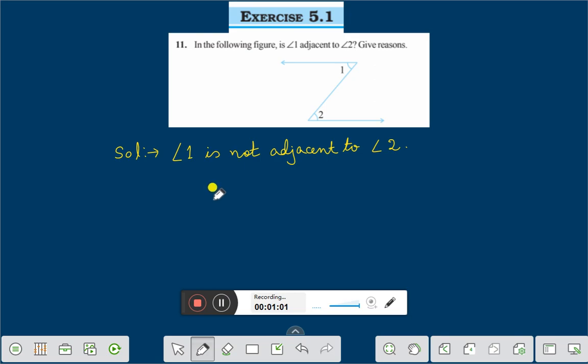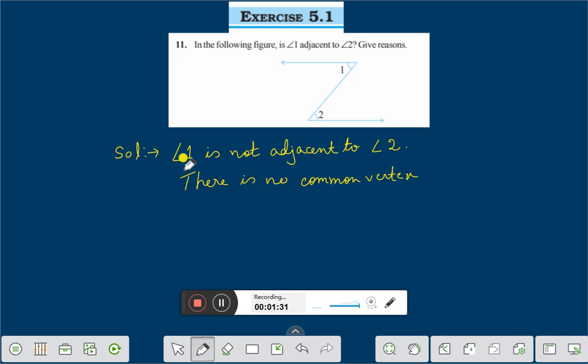Give reasons. Right, what is the reason? Reason is that there is no common vertex. This is the reason.